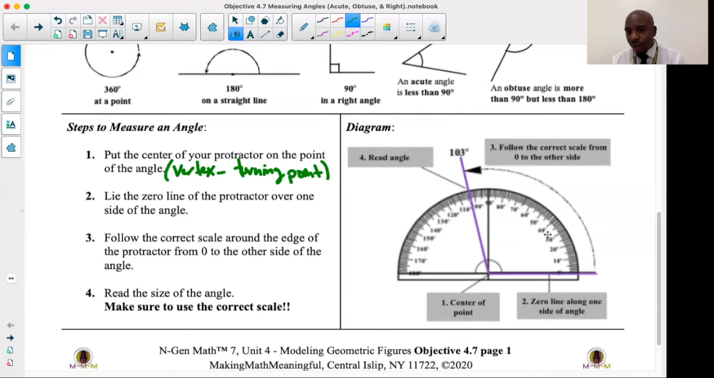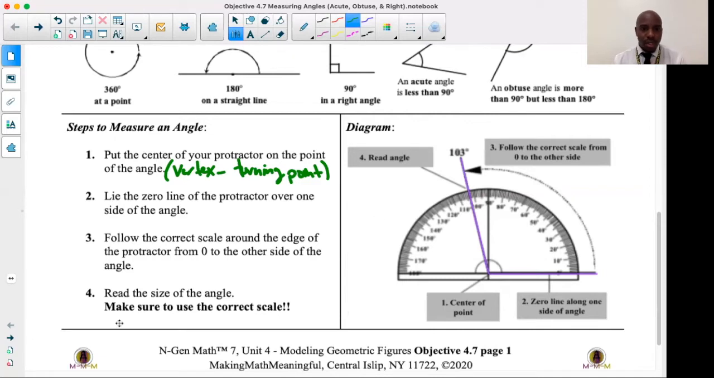In this case, I start counting up. I see that this angle is bigger than a right angle. It's bigger than 90. I keep going. I notice that it is at 103, and that's how I calculate that. I go as far as I can and say, where is this angle at exactly? In this case, it's at 103, okay? That's how you're gonna use your protractor.